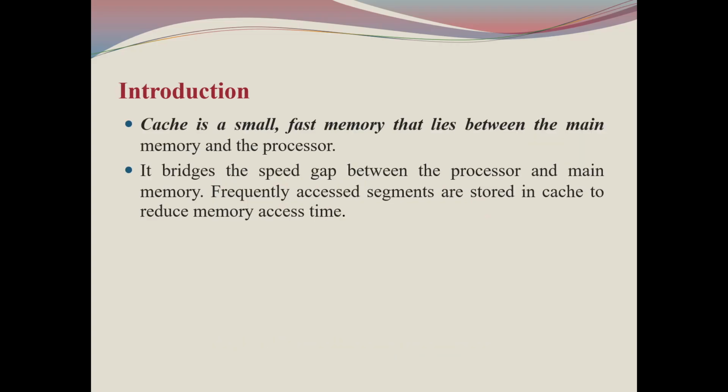Cache memory is a small and fast memory that lies between the main memory and the processor. It bridges the speed gap between the processor and main memory. Frequently accessed segments are stored in cache to reduce the memory access time.